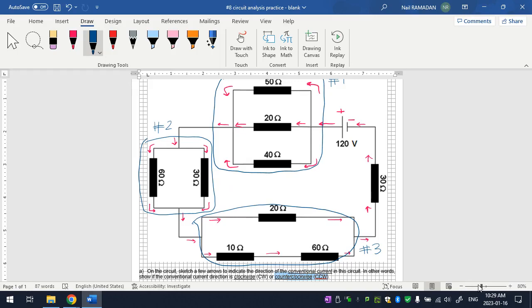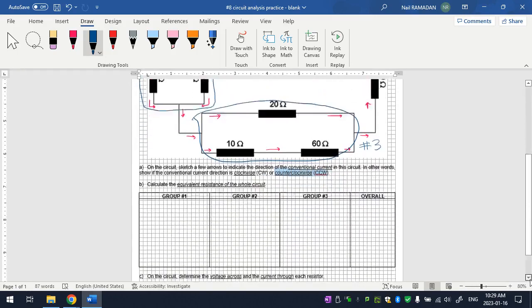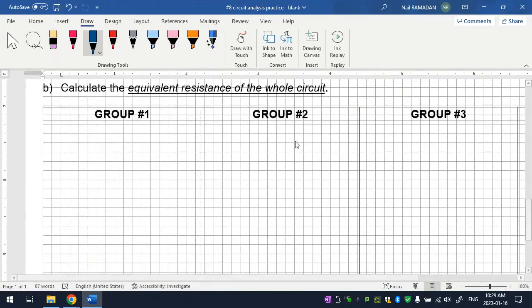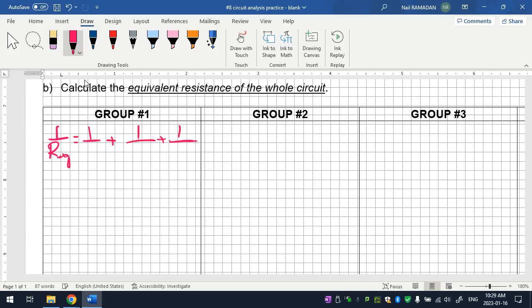It's parallel. Group number one: 1 over REQ equals 1 over 50 plus 1 over 20 plus 1 over 40. What are the three numbers that we have? 50, 20, 40. What's the common denominator between 50, 20 and 40? If it was 5, 2, and 4, it would be 20. So if I add a 0, I just add another 0. Nice. So everyone, we're going to get 200.